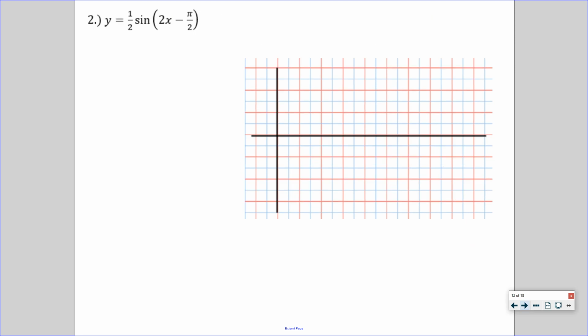Okay. Level 6. Amplitude? 1/2. You could honestly do this and I'd be okay with it, counting up by fourths. No, we're not. Counting up by eighths. Okay, that's good. Period.